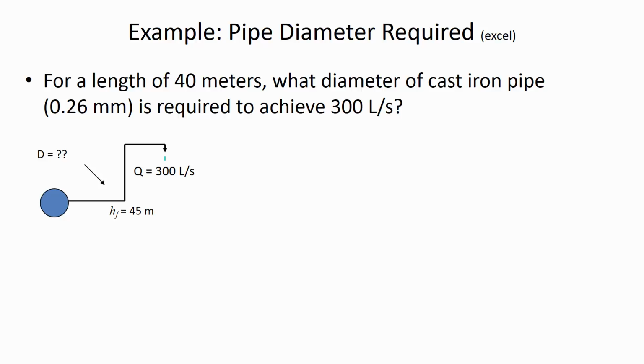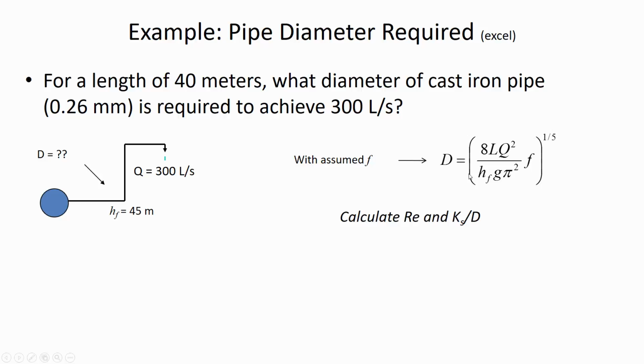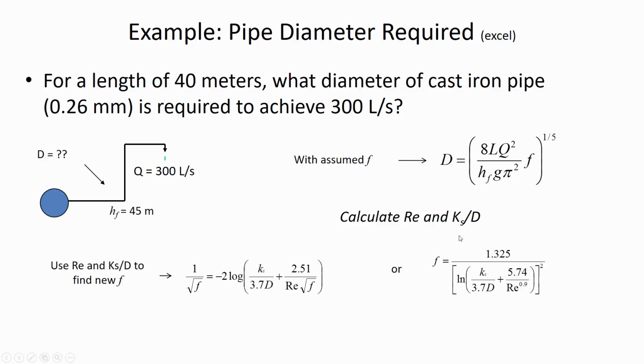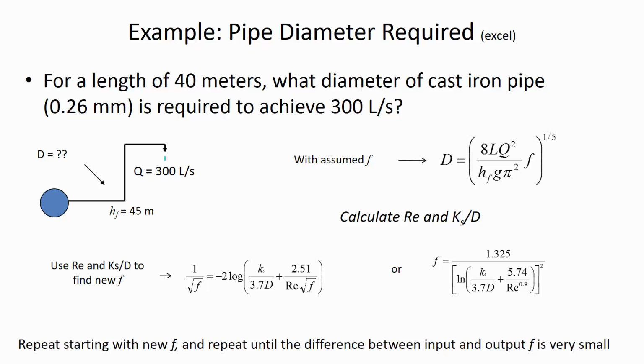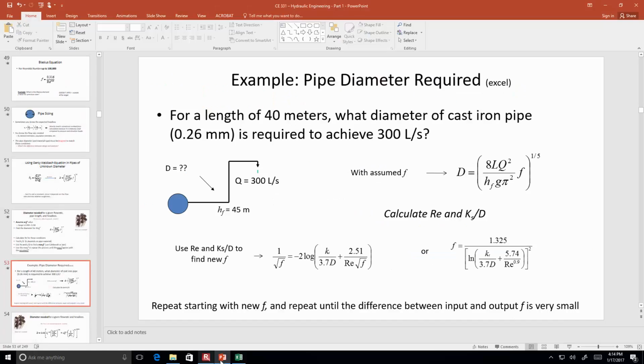We're going to use Excel for this one. We're going to start with an assumed value of F to calculate the D. Then with this calculated D, we find the Reynolds number and the relative roughness, and have the Jain equation tell us a new and improved value of F, then go back into this formula and get the new diameter based on our improved guess value for F. Keep repeating until there's convergence, meaning that there's no more change in the F values.